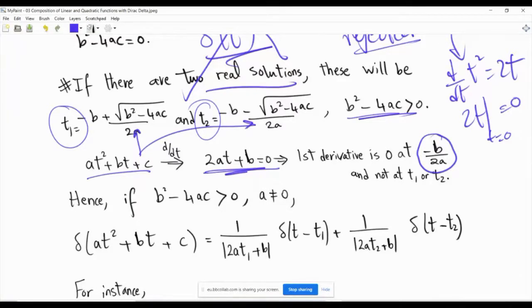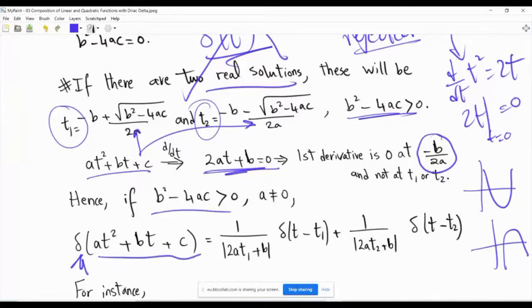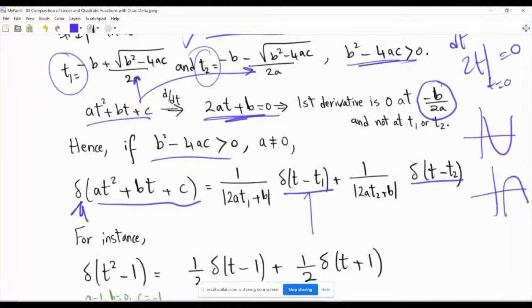So in this case, if the discriminant is greater than 0, and so we have a parabola that looks like this or like this, we have two real roots. The Dirac delta operating on a quadratic is actually a couple of Dirac deltas at the two roots of this quadratic, and they are scaled. The rule is that you scale by 1 over the absolute value of the first derivative evaluated at those points that make this equal to 0.